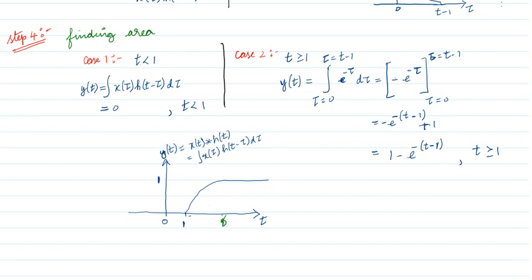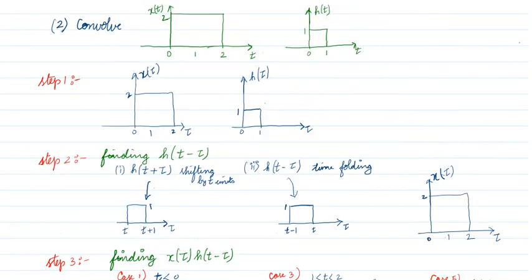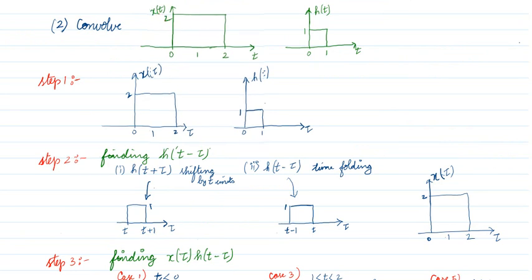We'll move into the second problem. This is also going to be worked with the graphical technique. Here the input, instead of an expression, is given as the signal itself. Between time 0 to 2 it is 2, and the impulse response between 0 to 1 is 1.